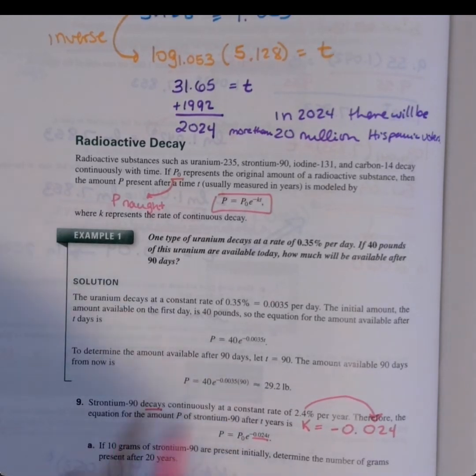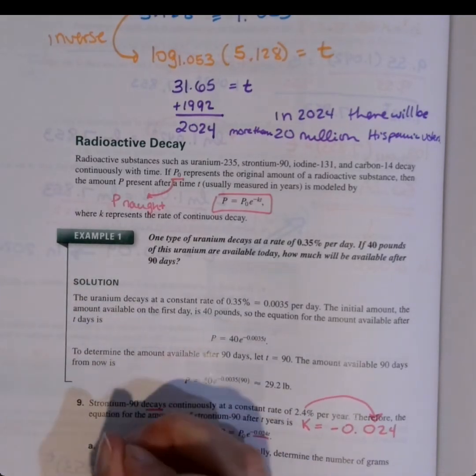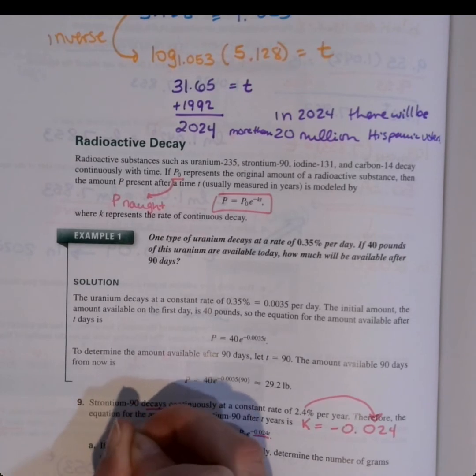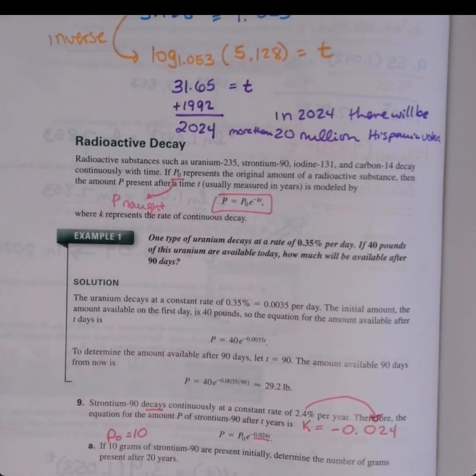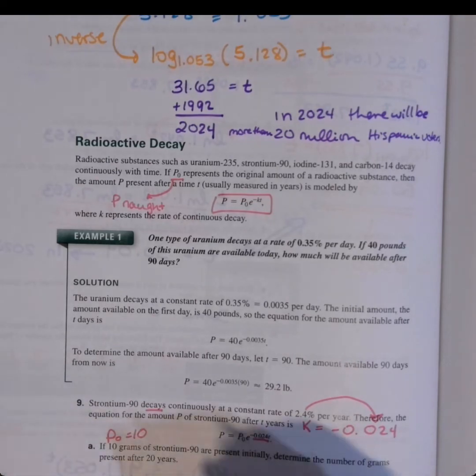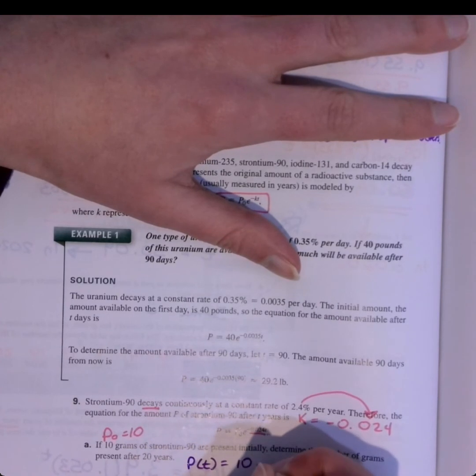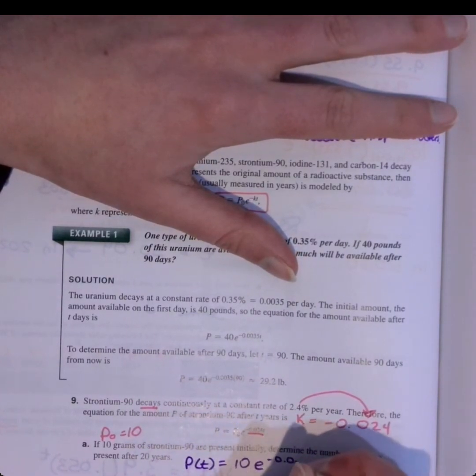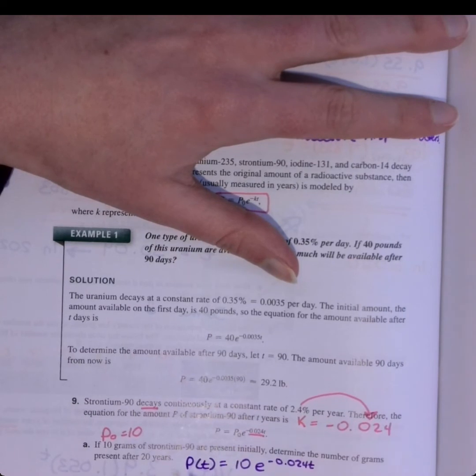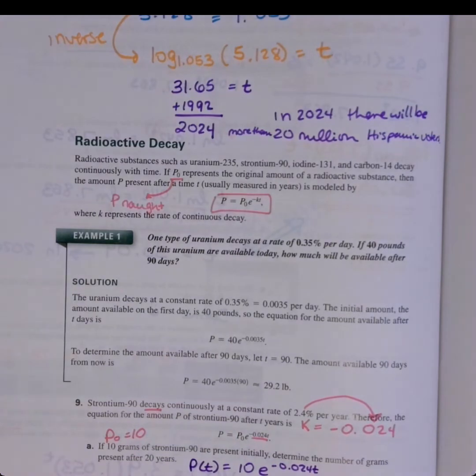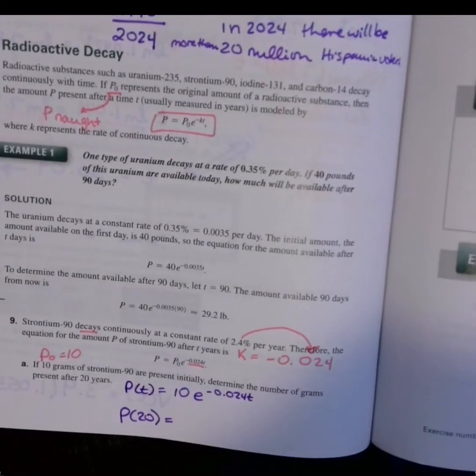Okay, so this is the formula for the number of strontium-90 after t years. Now, if 10 grams of strontium-90 are initially placed, so P sub 0 or P naught is going to be 10. Determine the number of grams present after 20 years. Okay, so I'm going to write my function P of t equals 10 times e to the negative 0.024 t, and then I'm going to find P of 20. All right, so we're finding P of 20 from that.